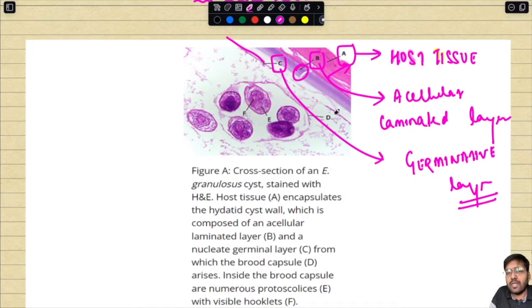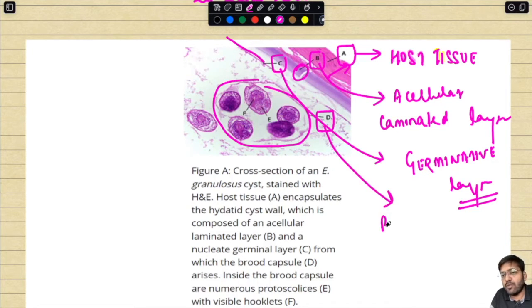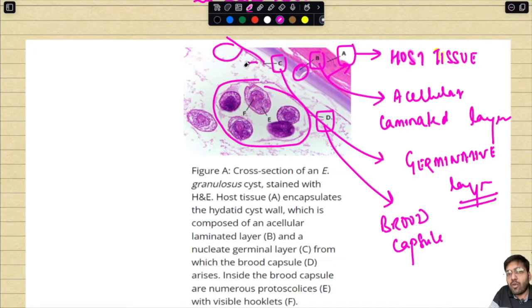Then comes your number D. As you can see, what is this entire D? Yes, this is actually a brood capsule. This D is a brood capsule which is containing multiple protoscolices containing hooklets. Remember, individual such protoscolices are budding off from the germinal layer, as we can appreciate over here. This is an individual protoscolex along with the hooklet. This central part, you can see, is the hooklet.